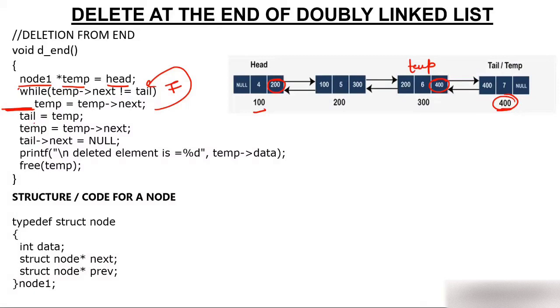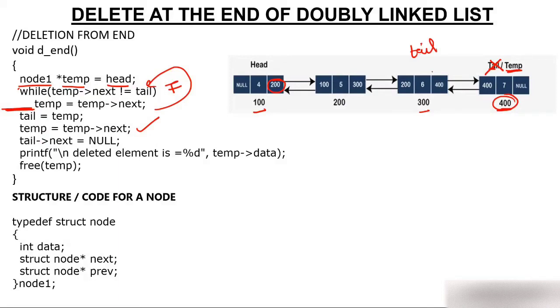What I'll do, I'll make tail equal to temp. So what is tail? Tail is here. Tail will have temp. What is temp? 300. So tail will come here. Tail and temp are now at the third node. Then temp will have temp next. What is temp next? 400. So temp will move to the 400 node, and tail has already moved to this place. Hope you are understanding what I'm trying to tell you. So till the second line you have understood.